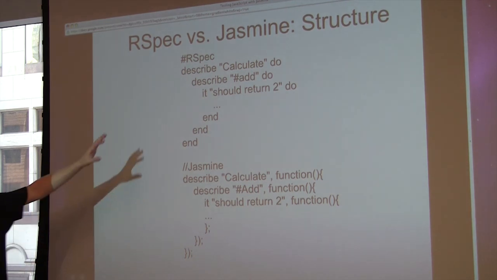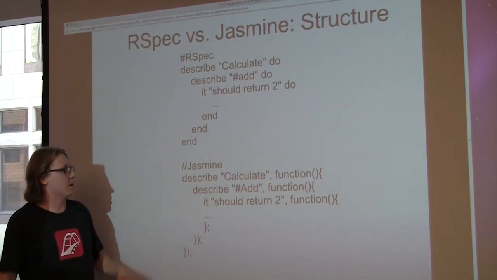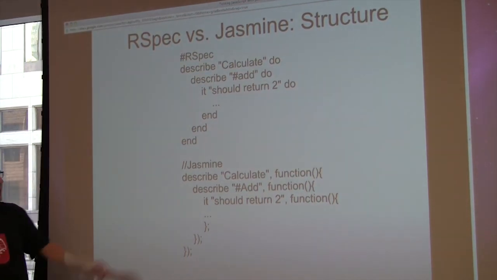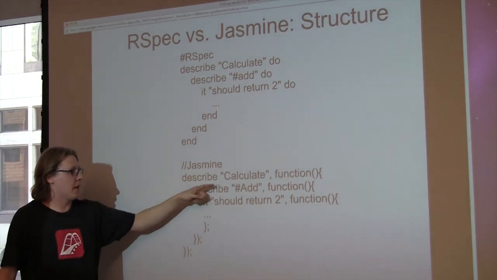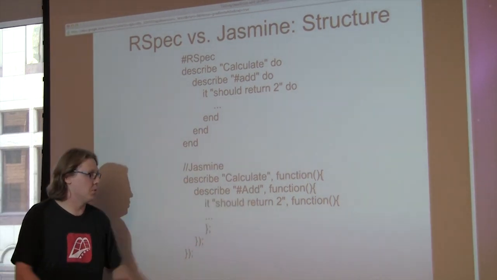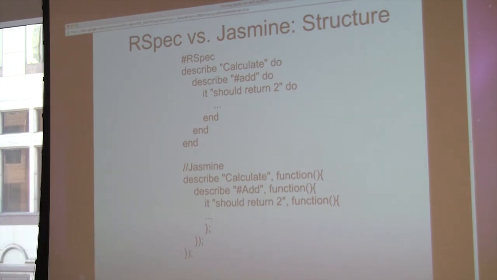With RSpec, you can also use more aliases and things like that. But Jasmine is just very straightforward. Describe what you're doing, calculate, add, and it should return 2, and we're going to have the test inside here. So we'll go a few more pages of syntax.